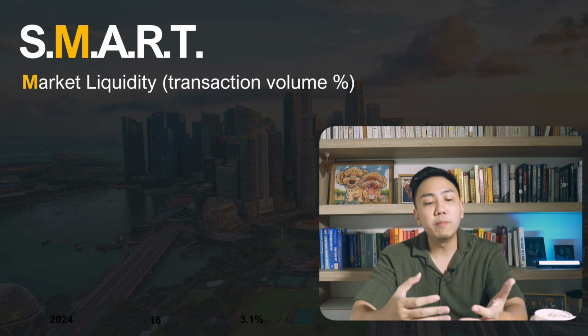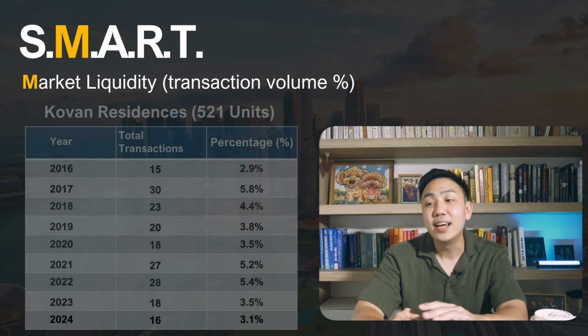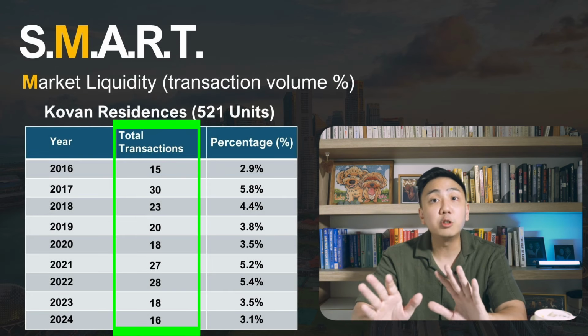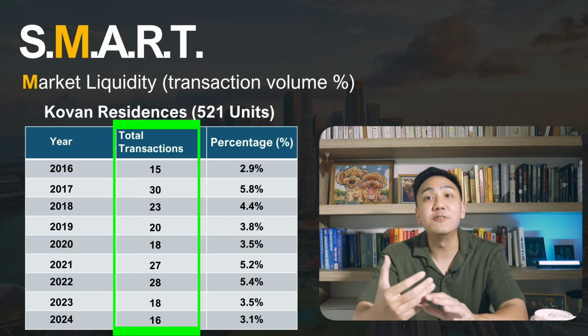And the next factor is M, which represents market liquidity. Market liquidity in layman's terms just means transaction volume. If you look at Kovan Residences, they have a total of 521 units, and they have very healthy transactions, averaging around 3 to 5% per annum. Then you may ask me, why does transaction volume matter? Let's think of it from another perspective. If today you buy a condo that has very few transactions, it means it doesn't appeal to the masses, right? There's no demand, and when you want to sell in the future, do you think it'll be easy or hard for you to sell? That's from the ease of exiting point of view.